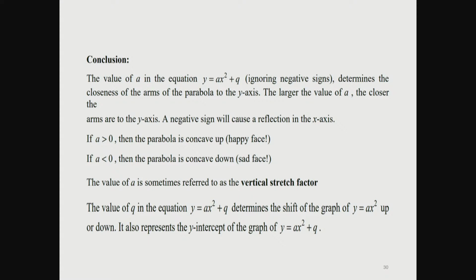Then if a is less than 0, I think all of us know what we are referring to when we talk of less. Yes, I can see most of you are referring to the values that are negative. Very important. If the coefficient of x squared is negative 3, negative 5, negative 10, then the graph will face down. Then we say the parabola is concave down, or we can say sad face. Just practice this as well. Go in front of the mirror and get angry and see how you look on the face.